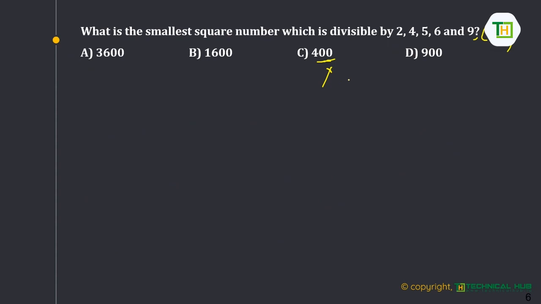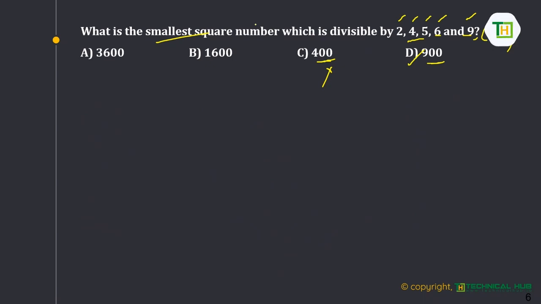Then what is the least square? The next one is 900. 900 is exactly divisible by all the numbers. It is divisible by 2, by 4, by 5, by 6, and by 9. So what is the smallest square number which is divisible by 2, 4, 5, 6, and 9? Your answer is 900. Even though 3600 is also divisible, out of the given options, 900 is the smallest square.